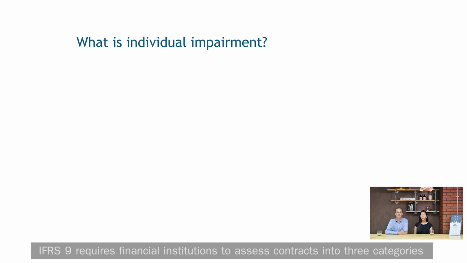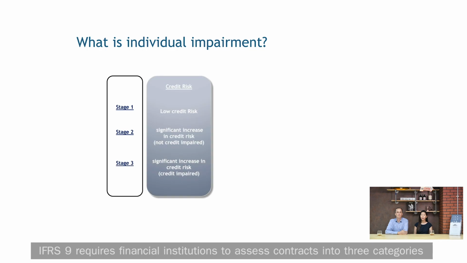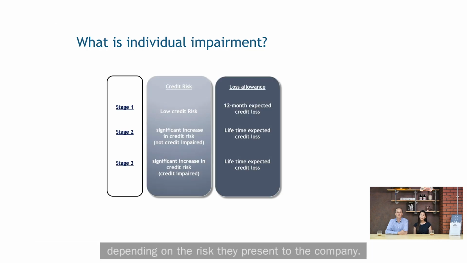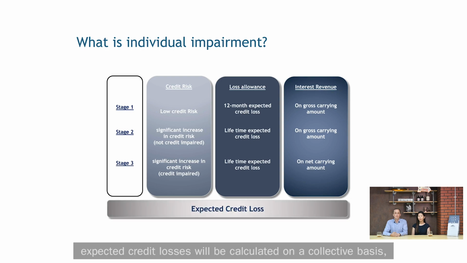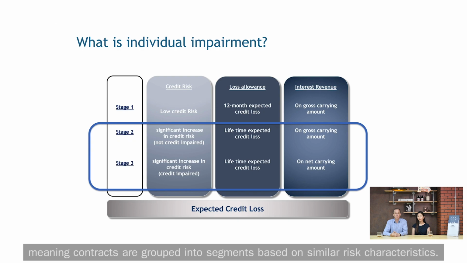IFRS 9 requires financial institutions to assess contracts into three different categories, depending on the risk they present to the company. First, performing contracts go into stage 1, underperforming contracts go into stage 2, and non-performing contracts are assessed as stage 3. For the majority of the contracts, expected credit losses are calculated on a collective basis, meaning contracts are grouped into segments based on similar risk characteristics.